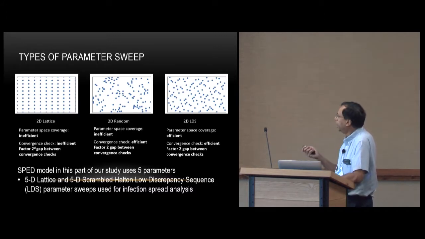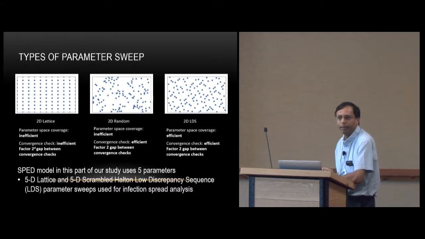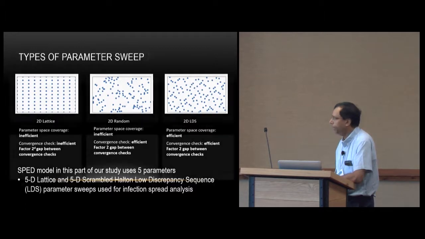There's something called a low discrepancy sequence, which actually covers the space very uniformly compared to other sequences. It can also do a convergence check in a factor 2 gap. So we use a low discrepancy parameter sweep to actually cover the space.